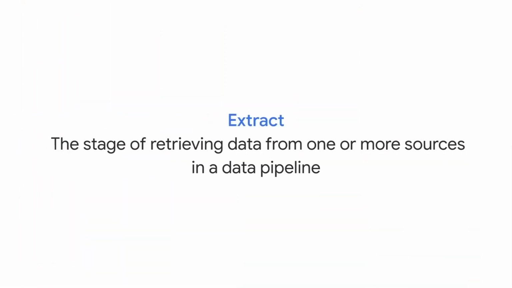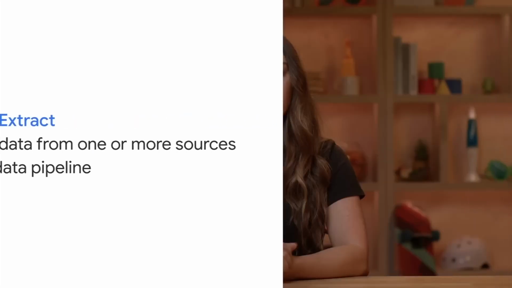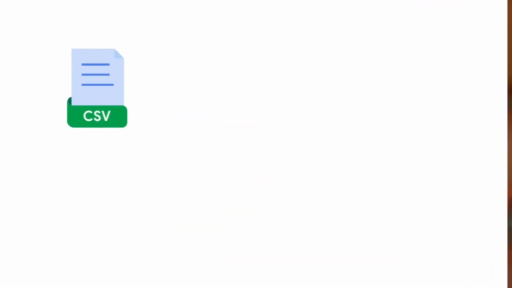Extract is the stage of retrieving data from one or more sources in a data pipeline. In this first stage, the team gathers raw data from various sources and moves the data to a temporary staging area. Here's an example. An animal rescue organization has a mission to locate and protect missing and lost pets. The data team for this organization wants to create a data pipeline. They have two sources of data. One is a CSV file that includes the registration number of each animal's microchip. The second is a database that includes information about pet owners, including contact information and the registration number for each pet.